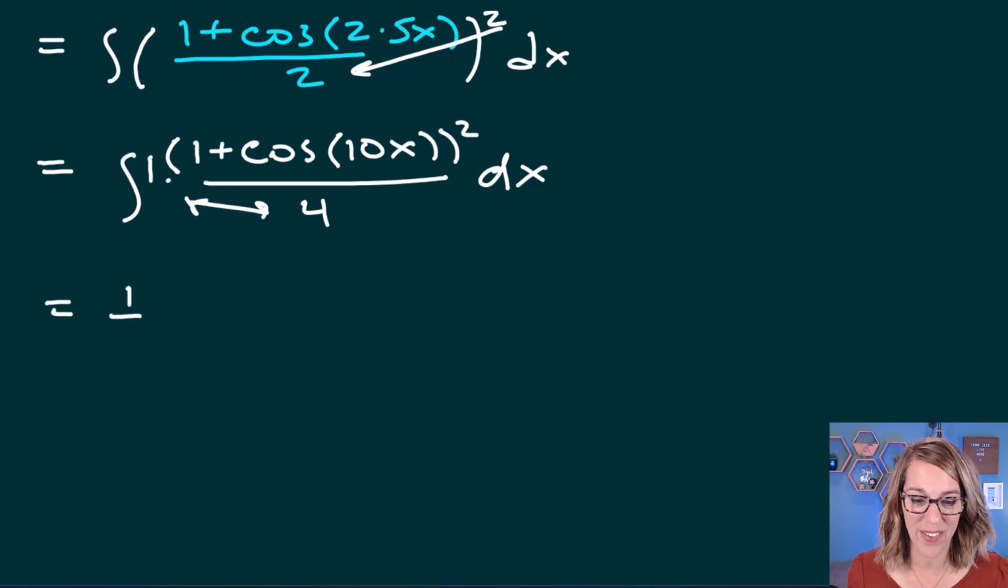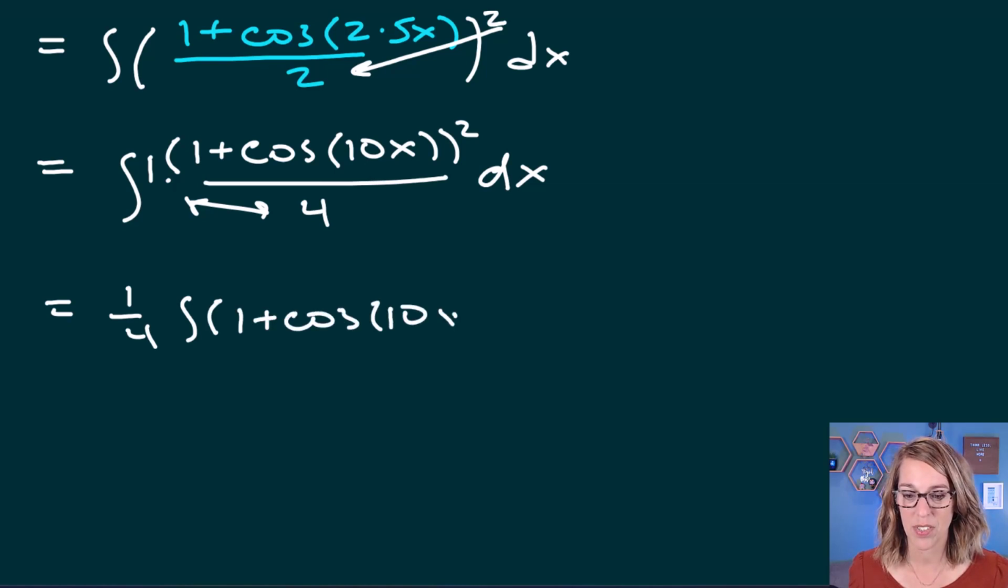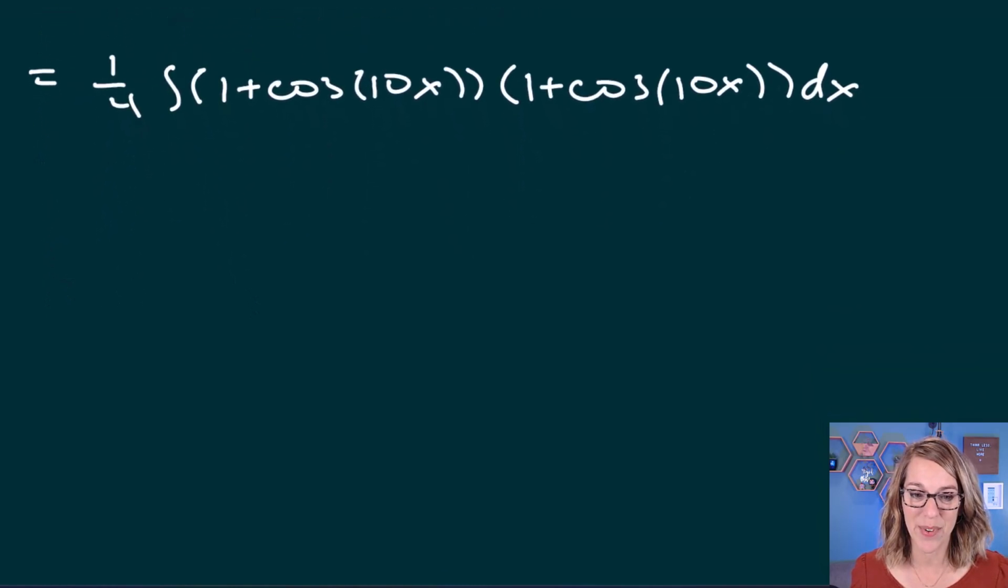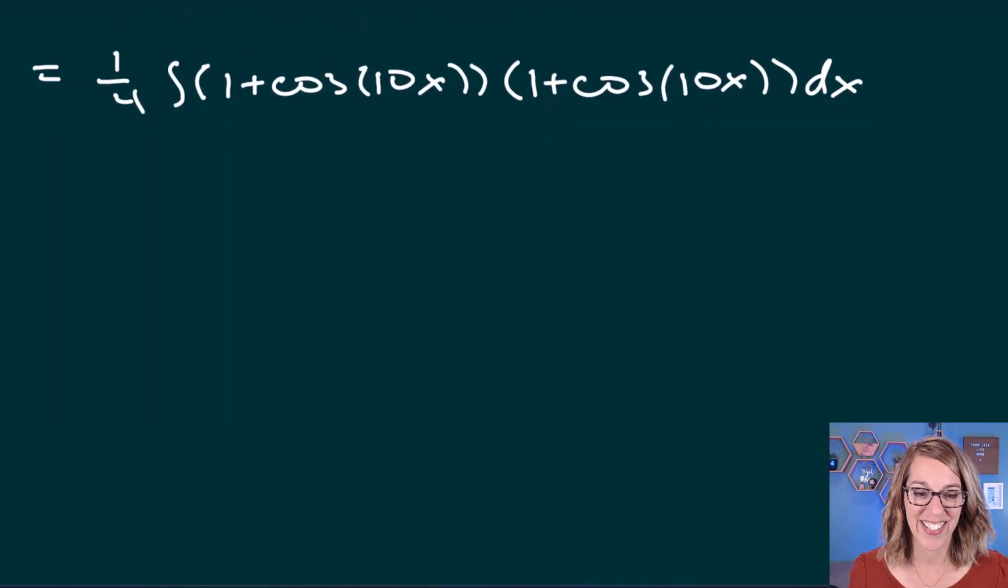Okay, so what do I have? I've got a 1/4 here. I need to square that 1 plus cosine 10x. So I'm really going to FOIL this guy through. So I'm going to take that times itself, 1 plus cosine 10x, and then all a dx. Okay, let's go ahead and FOIL. I'm going to need a lot more room, and let's keep going.